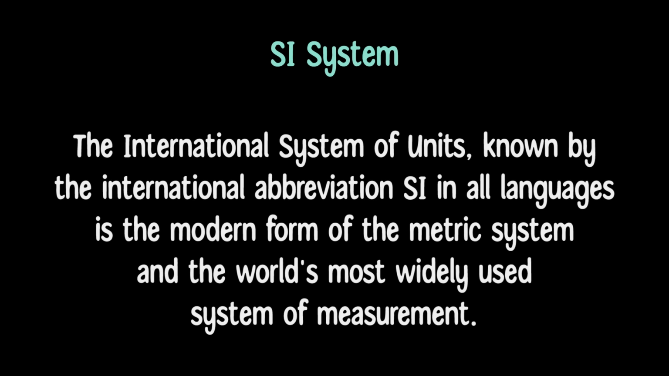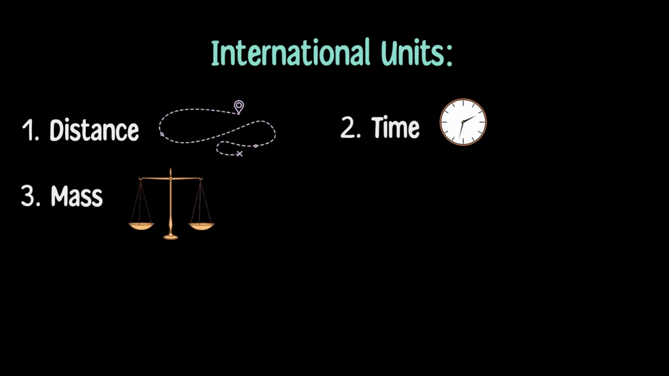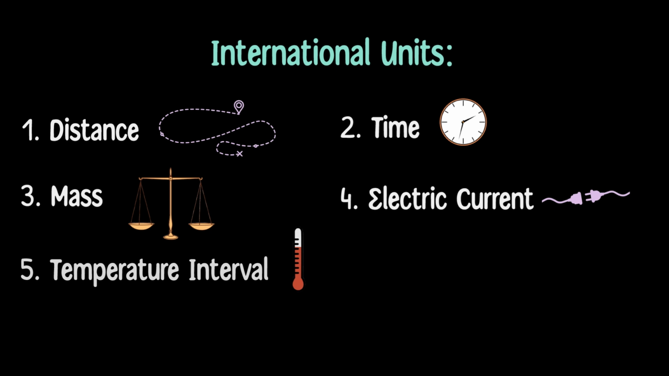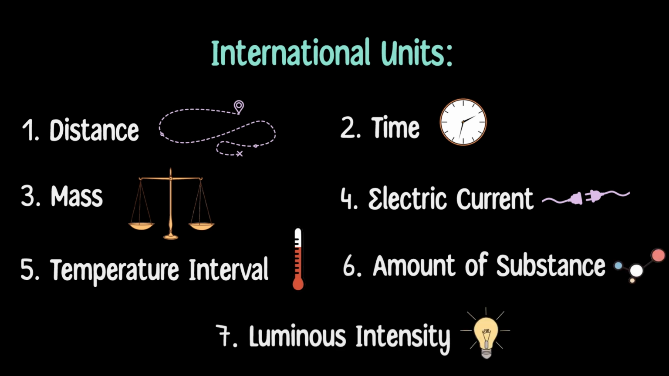And that's exactly why scientists devised an international system that uses an agreed set of units for the 7 base quantities, the SI units. The 7 base quantities are, of course, distance, time, mass, electric current, temperature interval, the amount of a substance, and luminous intensity. And for each of these base quantities, we have a defined unit of measurement, unless you're American. Now, how these measurements were defined initially is vastly different from the standardized definition we use now.